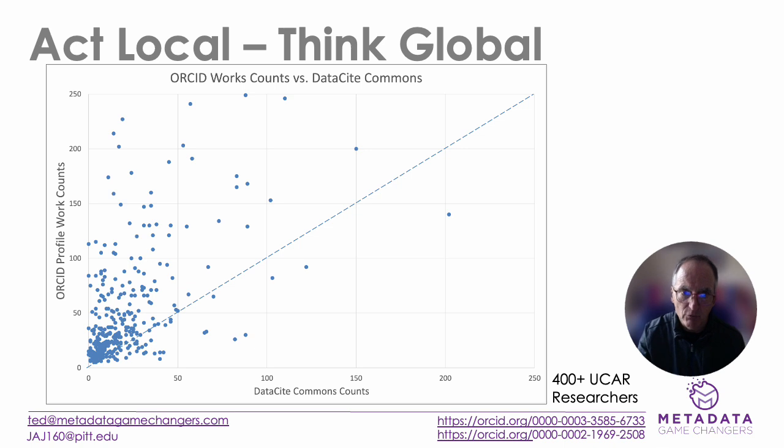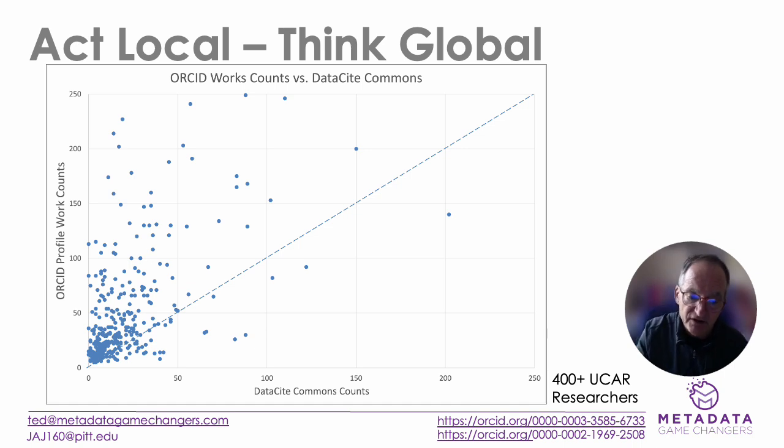So another example comes from taking a look at over 400 researchers from the University Corporation for Atmospheric Research, UCAR. This is similar to the last plot. On the y-axis, we have the number of items found in the ORCID profiles for these researchers. We talked about ORCID before as an identifier for people, and ORCID profiles list works that get added to those profiles either by the researchers themselves or by organizations that they authorize to make those additions. So that's one set of data journeys.